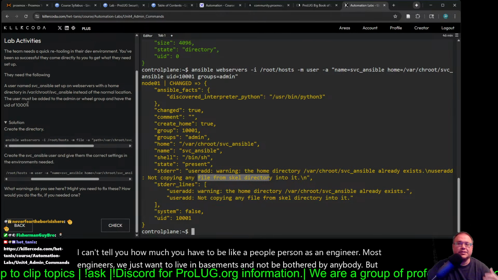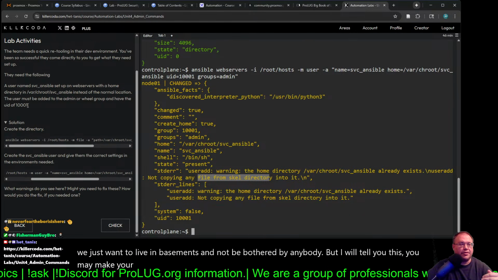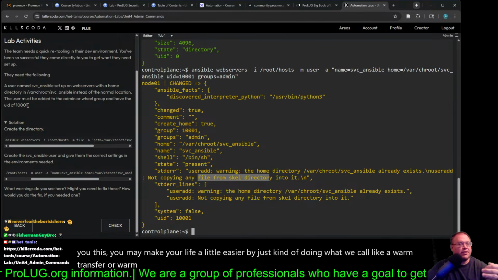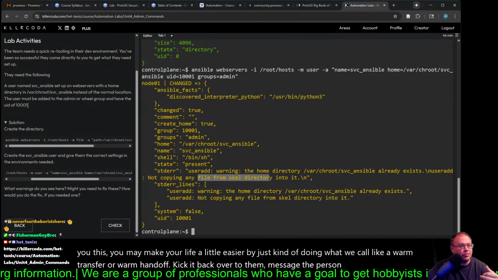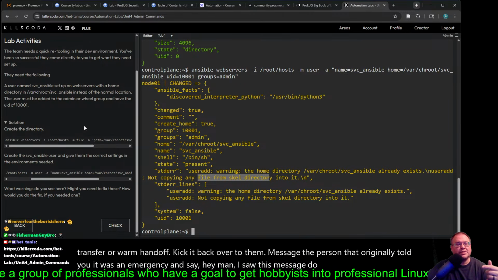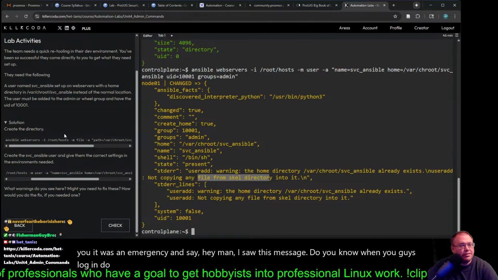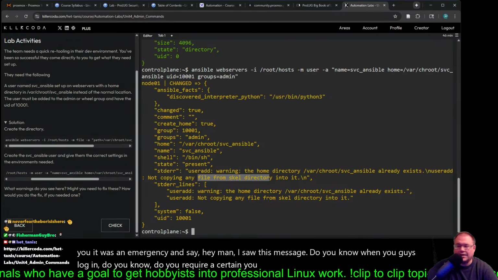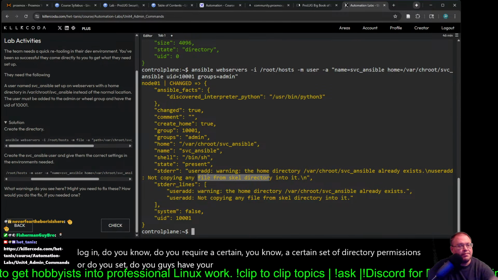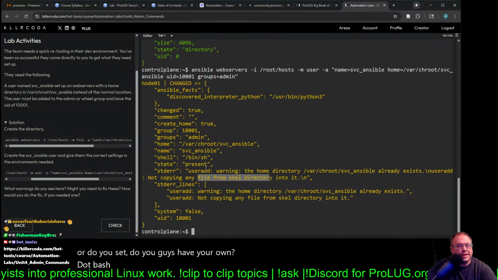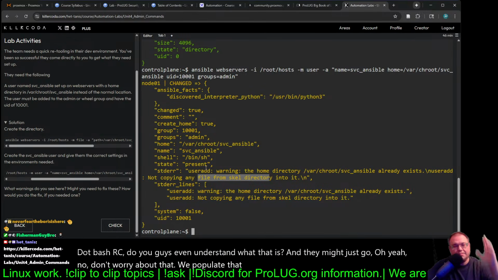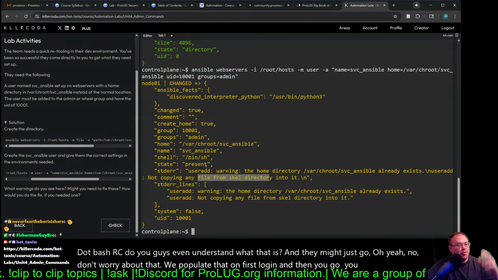But I will tell you this, you may make your life a little easier by doing what we call a warm transfer or warm handoff. Kick it back over to them, message the person that originally told you it was an emergency and say, hey man, I saw this message. When you guys log in, do you require a certain set of directory permissions, or do you have your own .bashrc? Do you even understand what that is? And they might just go, oh yeah, no, don't worry about that, we populate that on first login. And then you go, forget it, you don't need me at all. And then you go about your day.